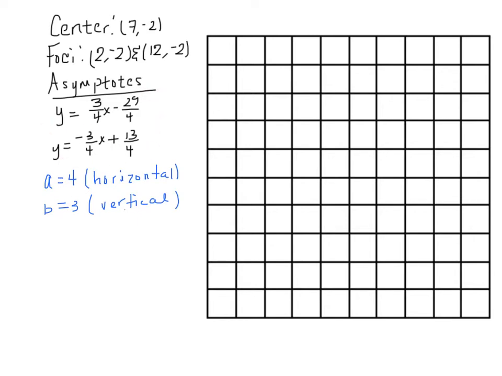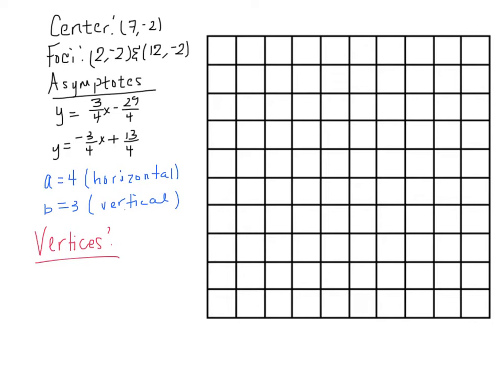We know that the horizontal radius is 4, which means that we're going to go a distance of 4 to the left and to the right of the center of the hyperbola. And we know that the vertical distance is 3, which is the conjugate radius, which means we're going to move a distance of 3 above and below the center of the hyperbola. We are missing the vertices, but I'll talk to you about how to find those. It's a very easy thing to do once you begin to graph this.